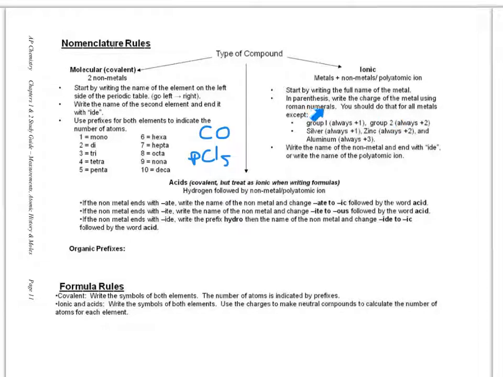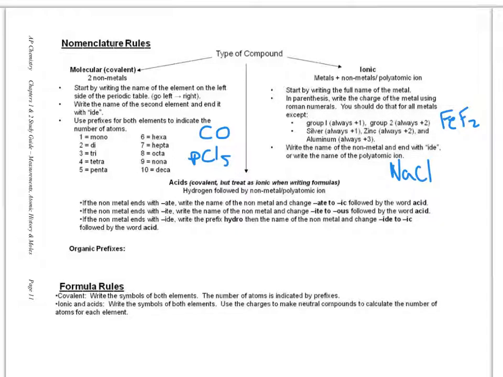Then you check your metal. If it is in group 1, group 2, or aluminum, zinc, or silver, you're done with the name. If it's not, then you put parentheses with Roman numerals, and the Roman numerals tell you what charge your metal is. So for example, NaCl would just be sodium chloride, because sodium is in group 1, so I do not need parentheses. But if I have FeF2, then that would be called iron(II) fluoride. The charge of the iron in this case would be +2, and so that's why it's iron(II) fluoride.